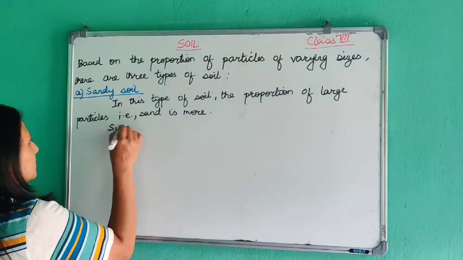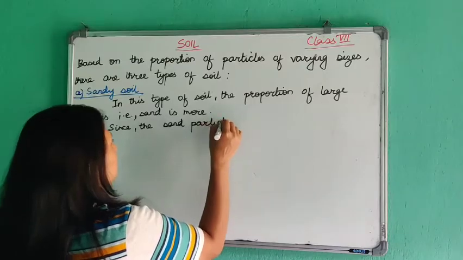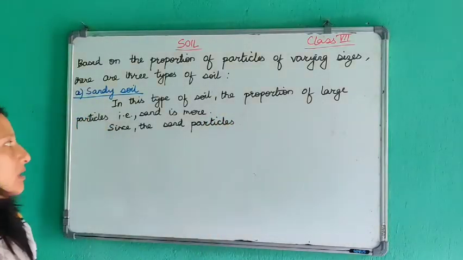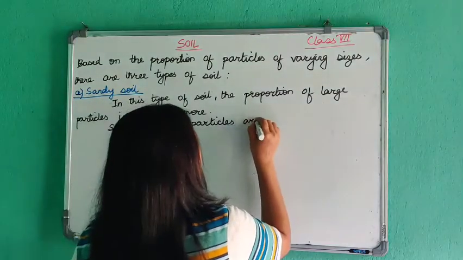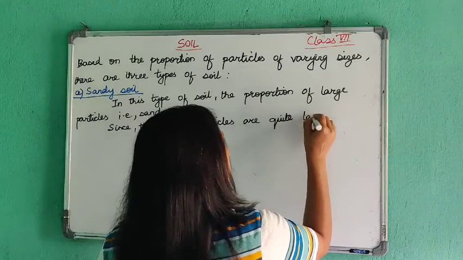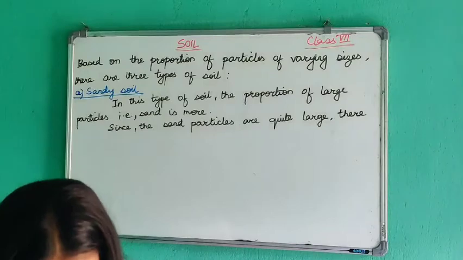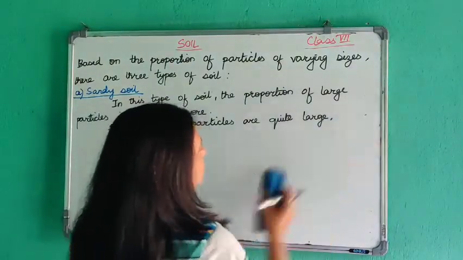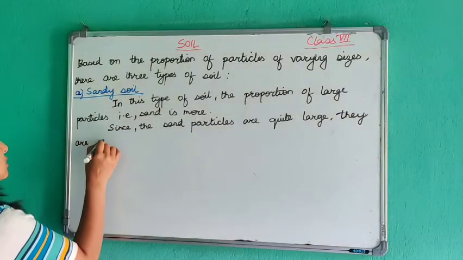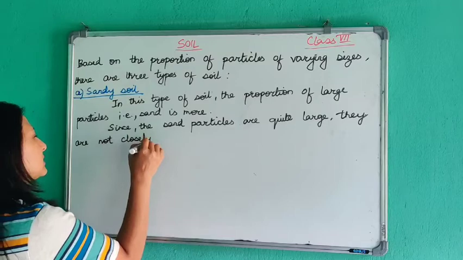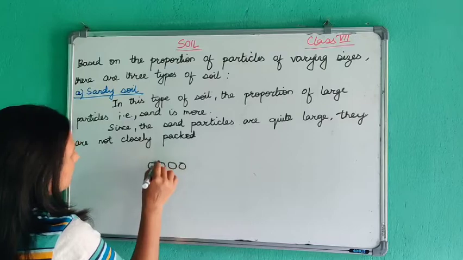Okay, now since the sand particles are quite large, यो sand को particles, particle भनेको दाना, चिनीको दानाहरू देख्नुभएको छ नि त्यस्तै त हो. So sand particles चाहिँ अलिक ठुलो हुन्छ. Since sand particles are quite large, they are not closely packed. So closely packed हुँदैन, tightly packed हुँदैन. अब ठुलठुलो दाना त हुन्छ, so यो ठुलठुलो दाना भएको कारणले गर्दा loose हुन्छ.